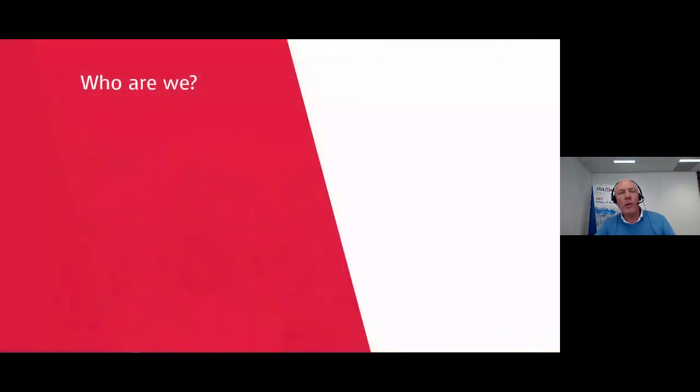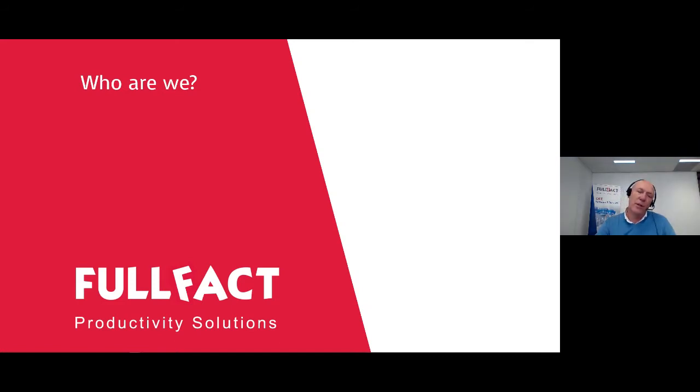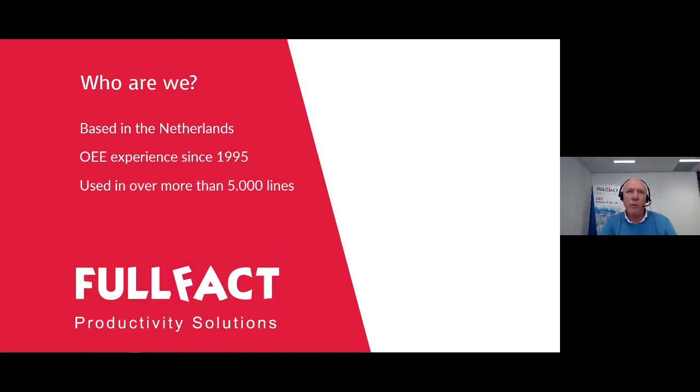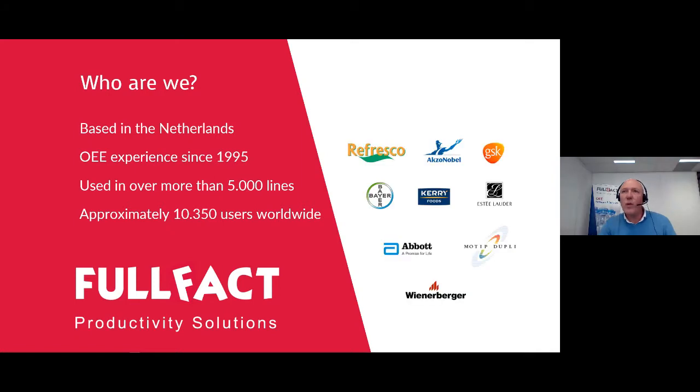First of all, who are we? Most people already know that because a lot of listeners are already customers with us. We are Full Fact Productivity Solutions, a small company in Eindhoven in the south of the Netherlands. OEE experience since 1995, used in more than 5,000 lines and approximately 10,000 to 11,000 users worldwide. Some of our customers are on the right, also some of the viewers of this webinar. So welcome everybody. Also the new customers that are not listed already, but will be in the future, hopefully.